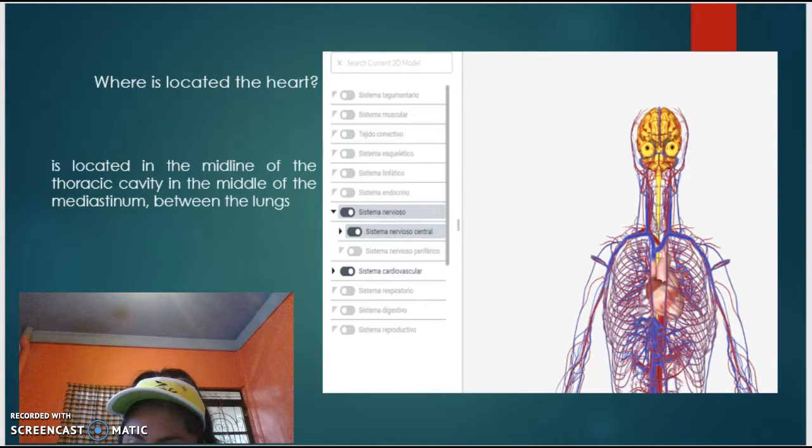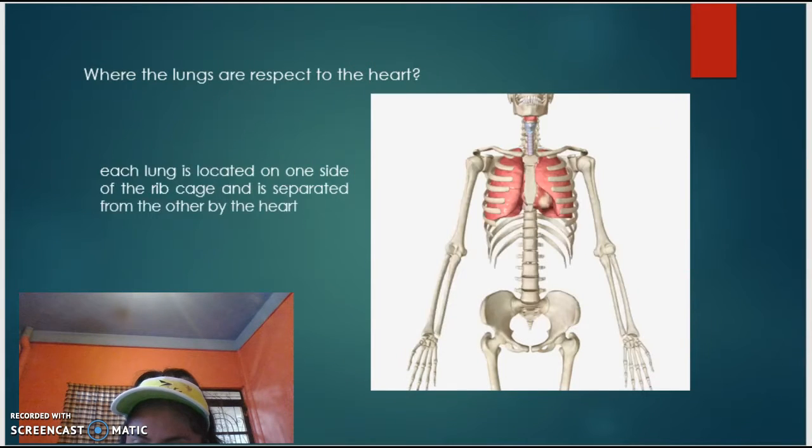Where is located the heart? It's located in the midline at the thoracic cavity, in the middle of the mediastinum between the lungs. Where are the lungs with respect to the heart? Each lung is located on one side of the rib cage and separated from the other by the heart.